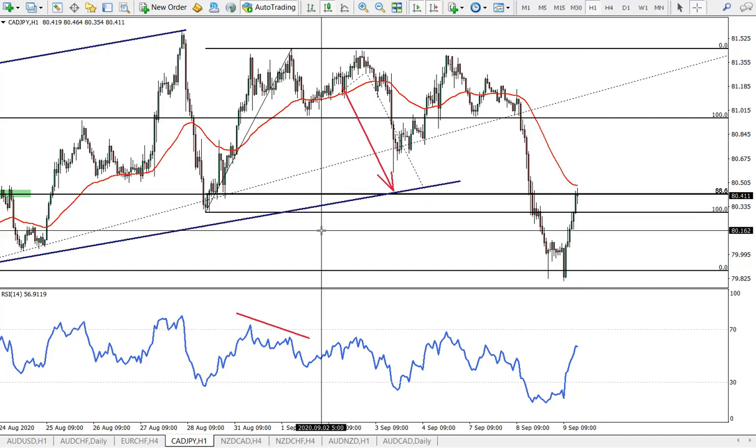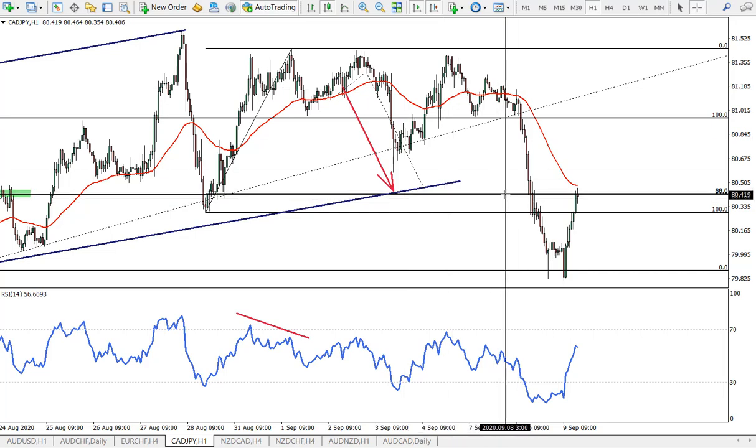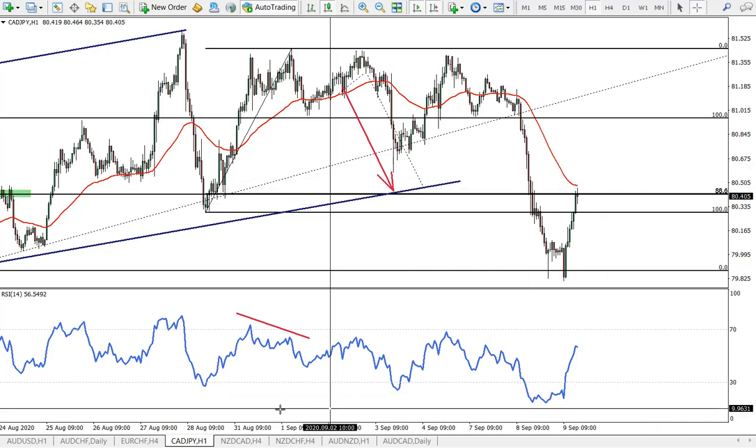Although I will be finishing with this analysis for this pair because we have reached the support, we have reached the target, and I'm just updating you as to what might be happening. So we'll not be getting back to this pair for the time being.